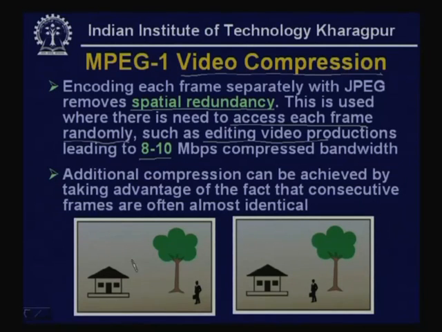For example, here two frames are shown. This is frame 1 and let us say this is frame n. As you can see, in this frame the background is identical. This house, this tree, these are all the same, except the blocks in which this person is there and the blocks in which this person is here. So, only in these two regions there are differences.